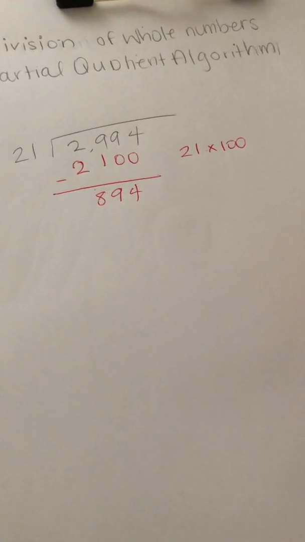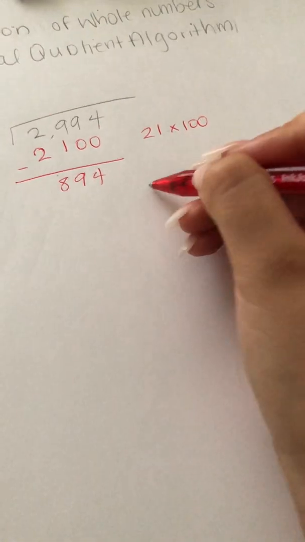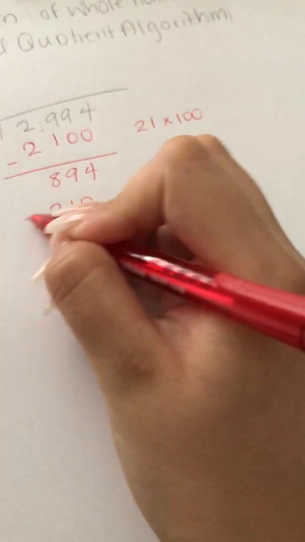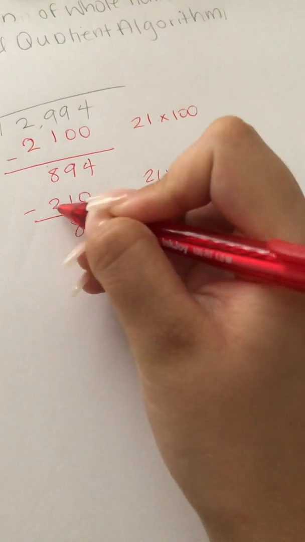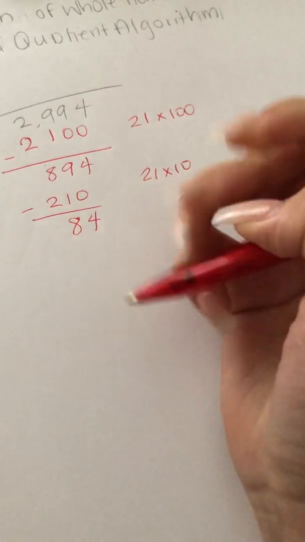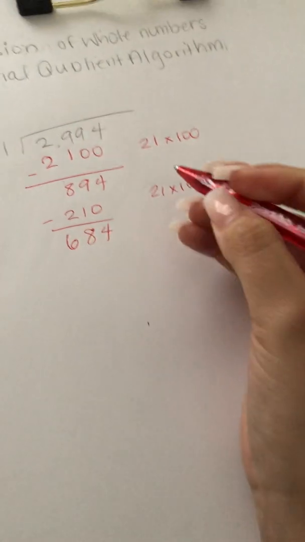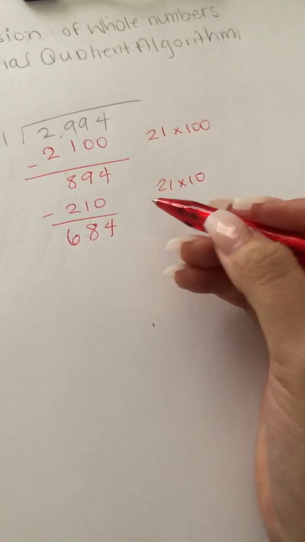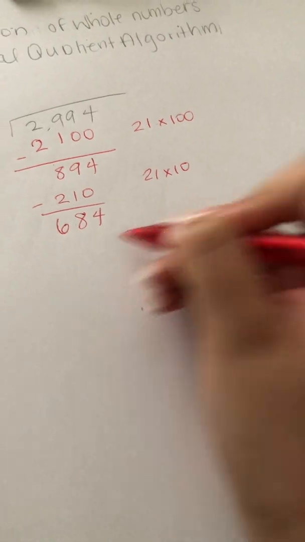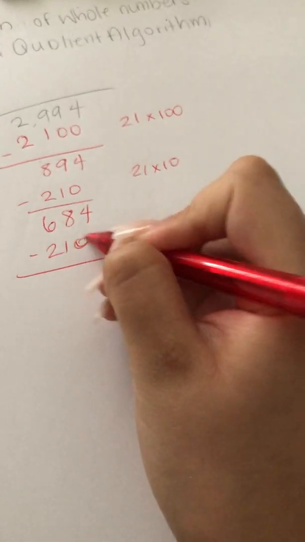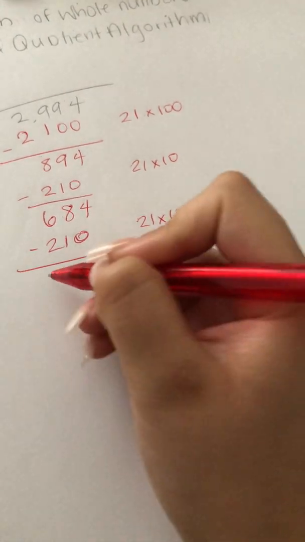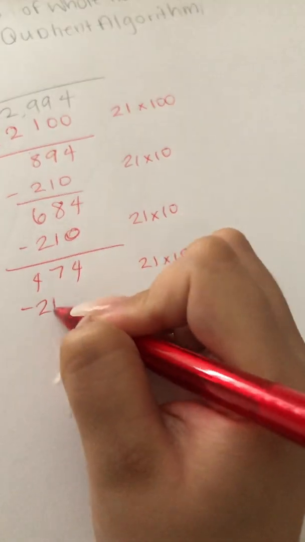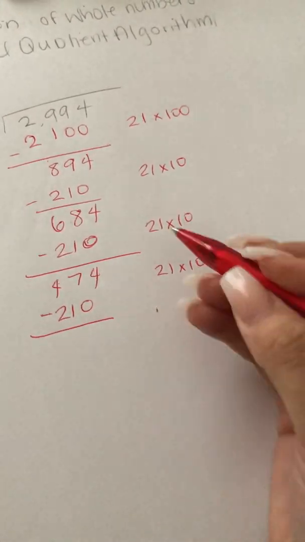Well, what if I did 21 times 10? If I do 21 times 10, that gives me 210, and I'm able to subtract that. I can also repeat that step because 210 is still less than 684. So 21 times 10 is 210, and 684 minus 210 is 474. I can continue to repeat that step because, as you see, this number is smaller than that number.